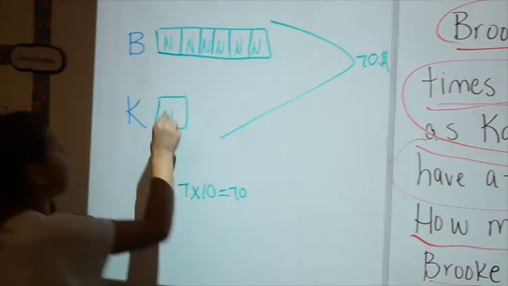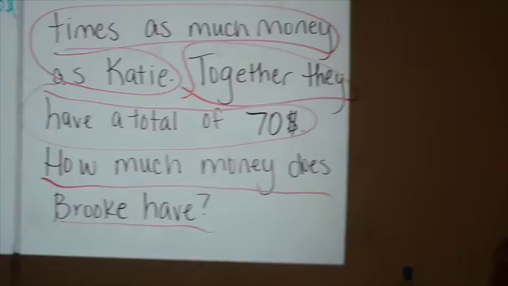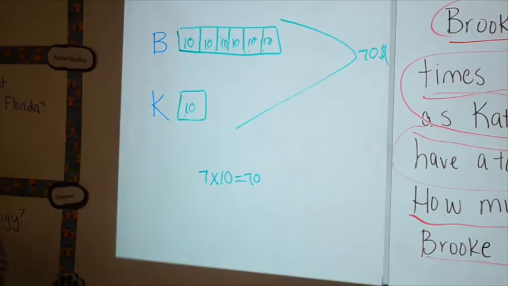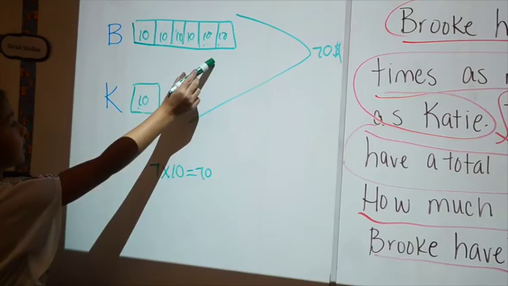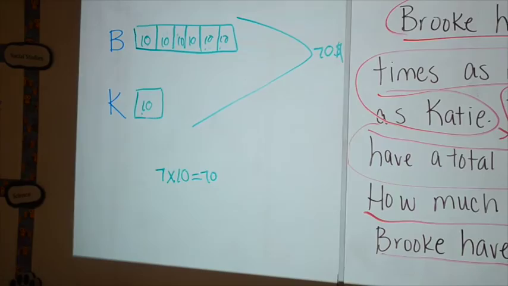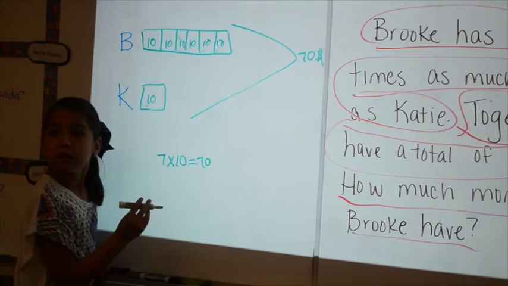Read our question. How much money does Brooke have? So that's the question that we actually need to answer. So Ariana, how much money does Brooke have? Brooke has $60. How'd you know that? Because 10 times 6 equals 60. And plus another 10 equals 70, but we're not counting Katie, so we're just putting Brooke. To answer the question, we just want to know Brooke. So Brooke has how much money? Brooke has $60. Go ahead and write that. $60. Good job.